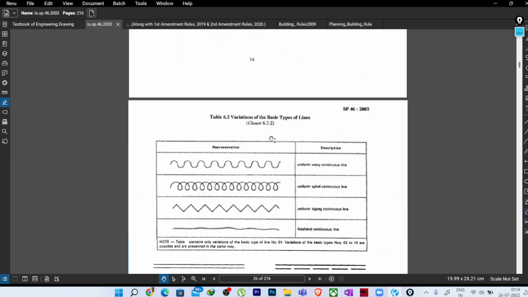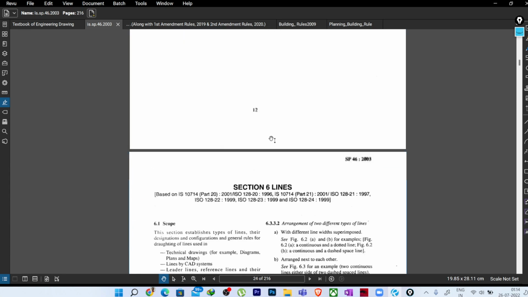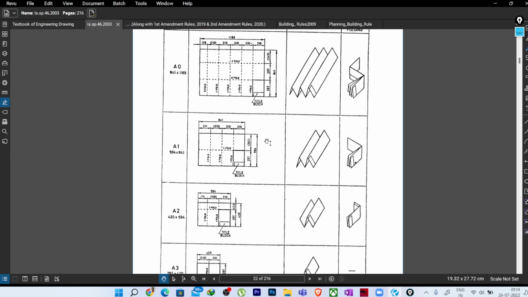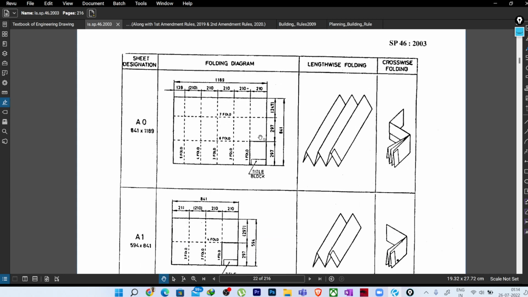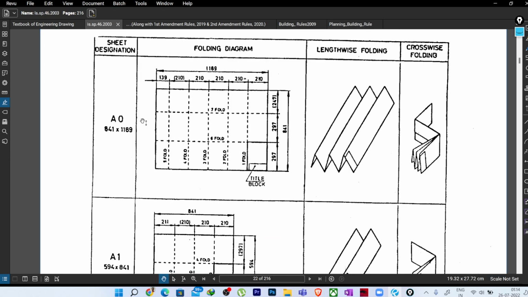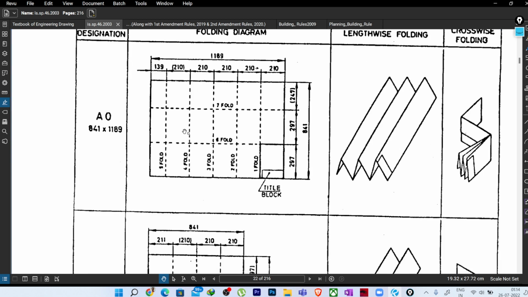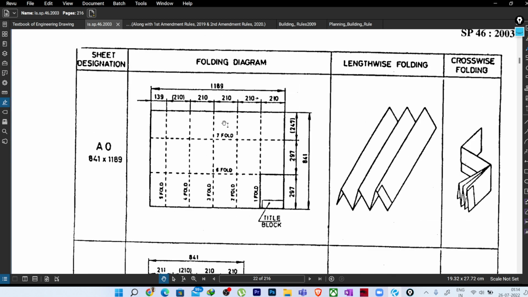Okay, so now I'm just giving it one example. Suppose, let me go to this place. I'm taking the biggest size, which is A0, and you can see this is the 5-fold process, right? 1 2 3 4 5 6. It is having 6 folds actually.